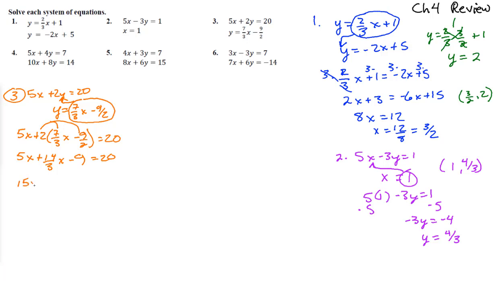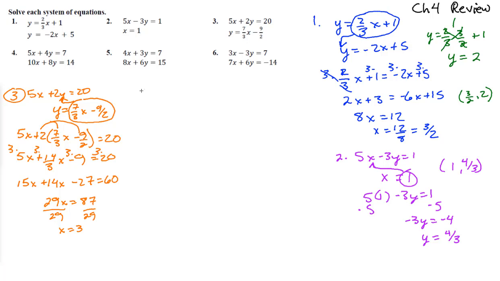Multiply everything through by 3 to get rid of the fraction. I get 15x plus 14x minus 27 equals 60. Let's put that on there so we know what we just did: times everything by 3, to eliminate the fraction. So now we have 29x equals 87. Divide by 29, divide by 29, and we get x equals 3.